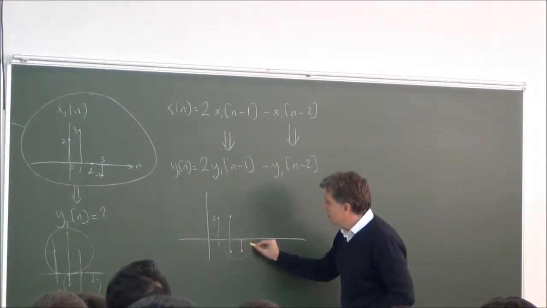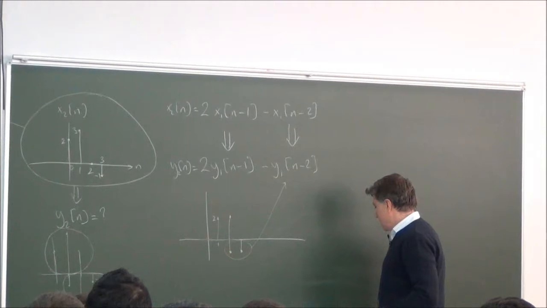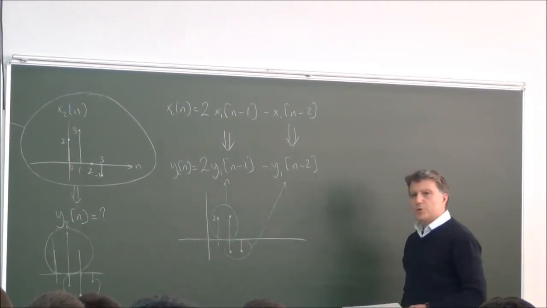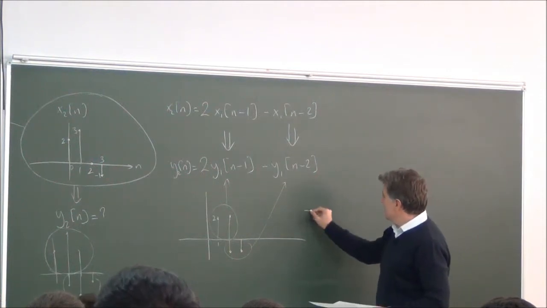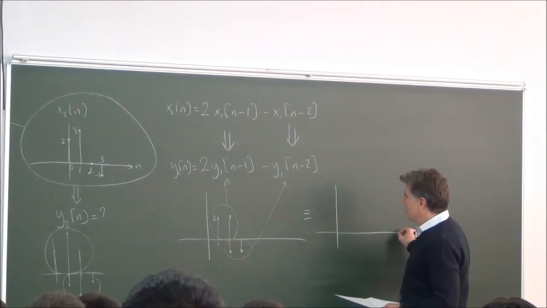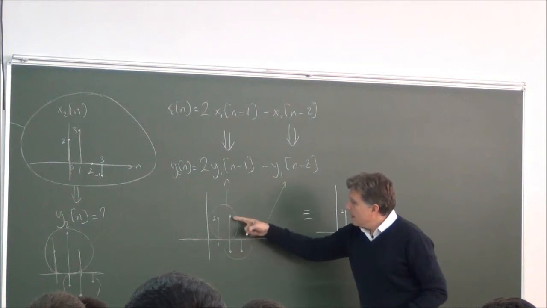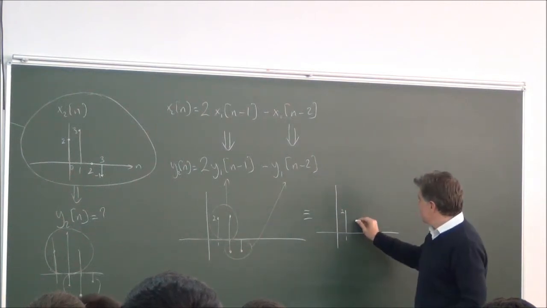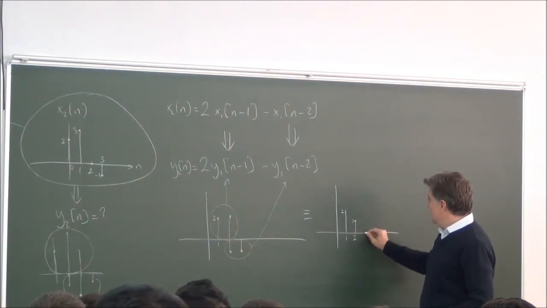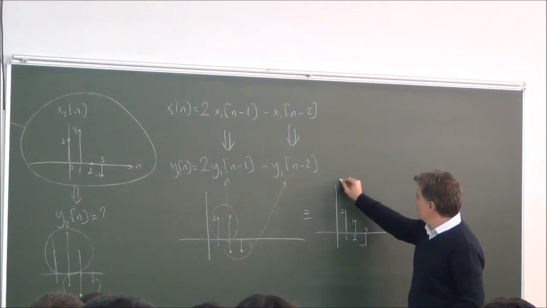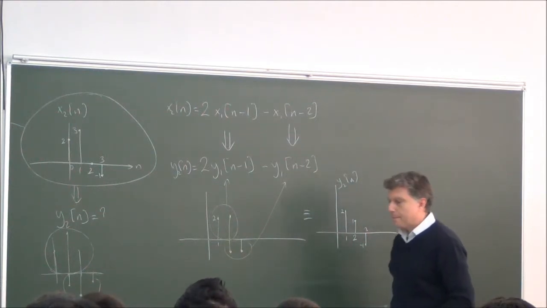This is this portion. These two positive samples is this portion. And their combination is, it will be a 2 at 1. It will be 2 minus 1, which is 1 at 2, and minus 1 at 3. So this is y2 of n, graphically.